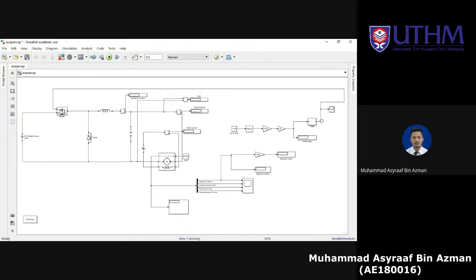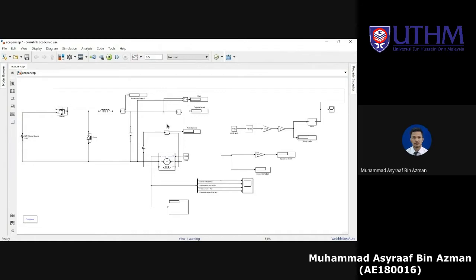It will send a signal to turn on or off the switching device here, which is a MOSFET, that is connected with the overall buck circuit. So in this buck converter, the switching device MOSFET will be activated, and then the voltage source will supply the whole circuit, and then it will produce the output voltage.